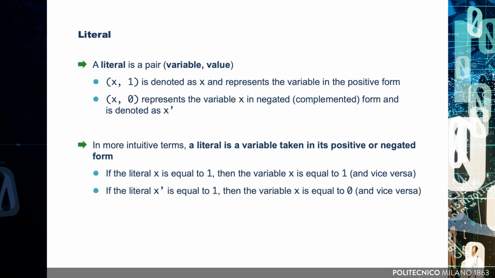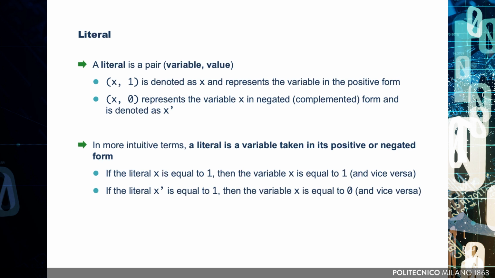The pair x and 1 is denoted simply as x and represents the variable in its positive or uncomplemented form, while the pair x and 0 is denoted as not x and represents the variable in its complemented or negated form. More intuitively, a literal is just a variable as it appears in an expression, either in its positive or negated form. So, if the literal x is equal to 1, then the variable x is also equal to 1, and vice versa. If the literal not x is equal to 1, then the variable x is equal to 0, and vice versa.